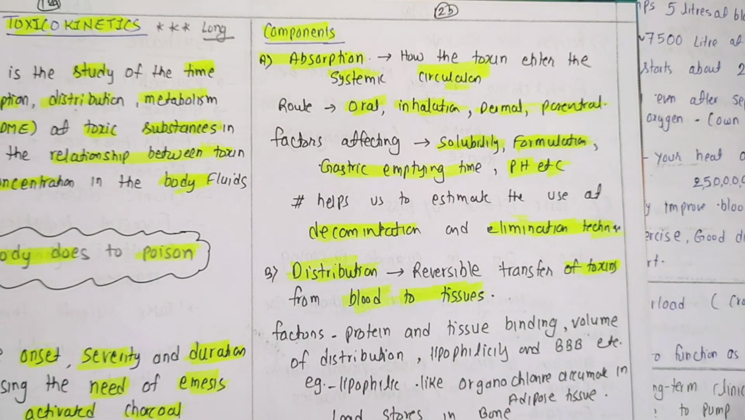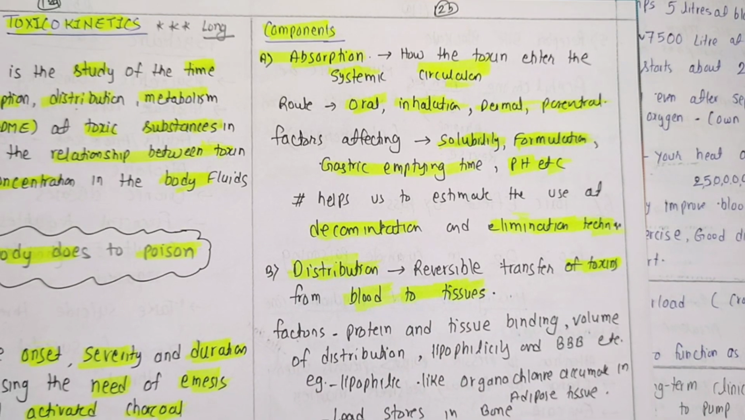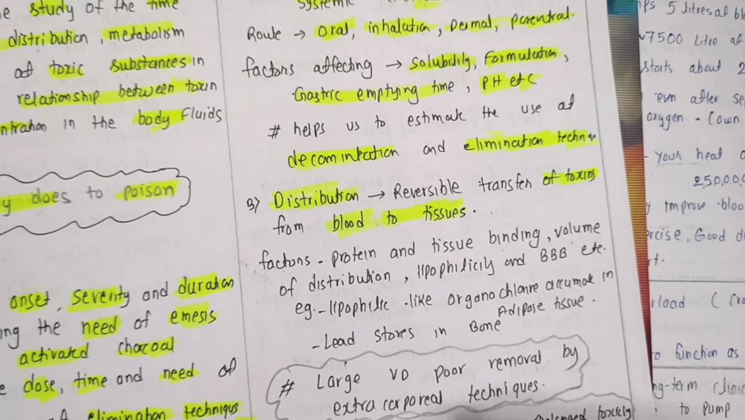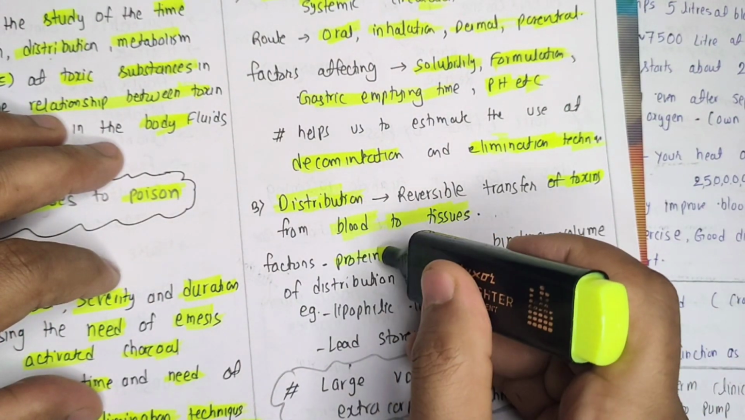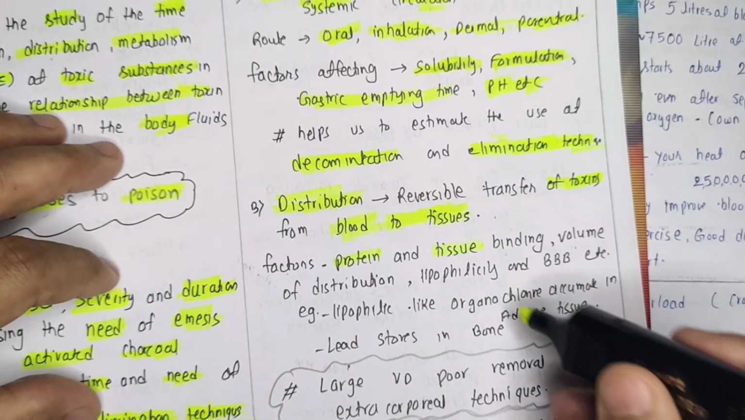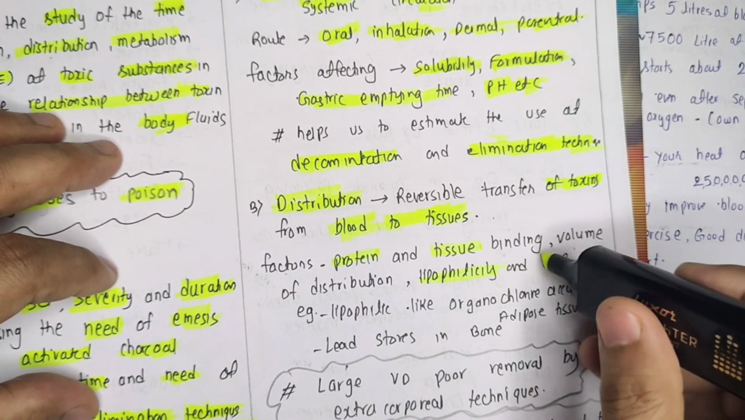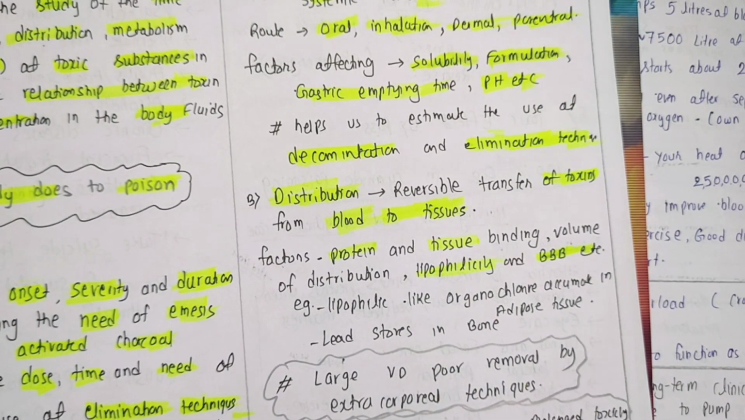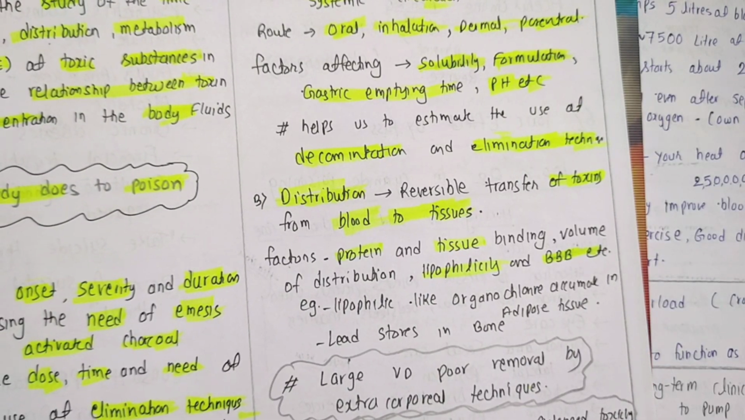And if it is highly bound to tissue, then extracorporeal techniques are not useful. So that also we need to keep in our mind. Now some factors which are affecting the distribution are protein binding, tissue binding, then the lipophilicity of the drug and its ability to cross the blood-brain barrier. So all these things will affect the distribution pattern.